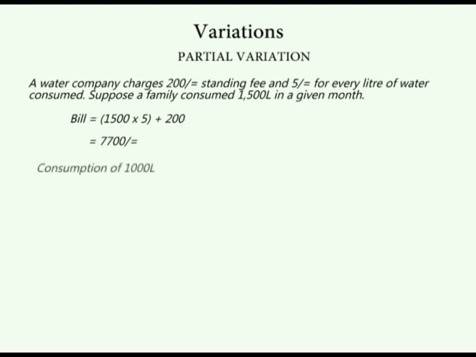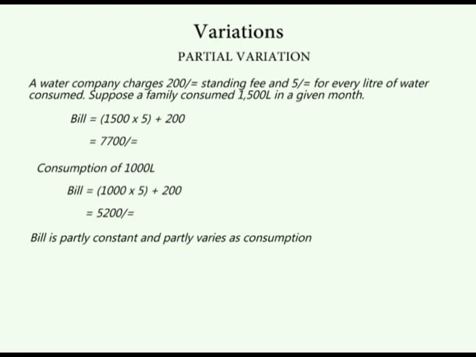What if they consumed 1,000 litres? Bill will be equal to 1,000 times 5 plus 200. That gives us 5,200. In both cases, two things don't change: the standing fee 200 shillings and the charges per litre 5 shillings. We say that the bill is partly constant and partly varies as the consumption.